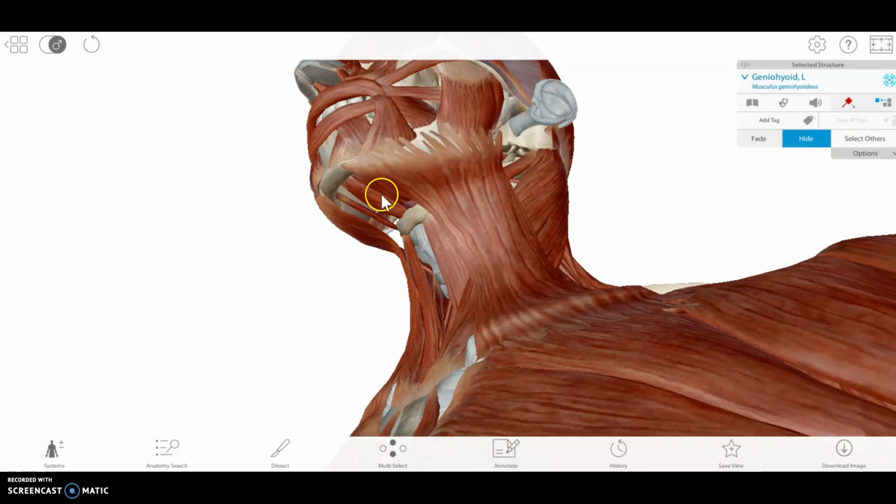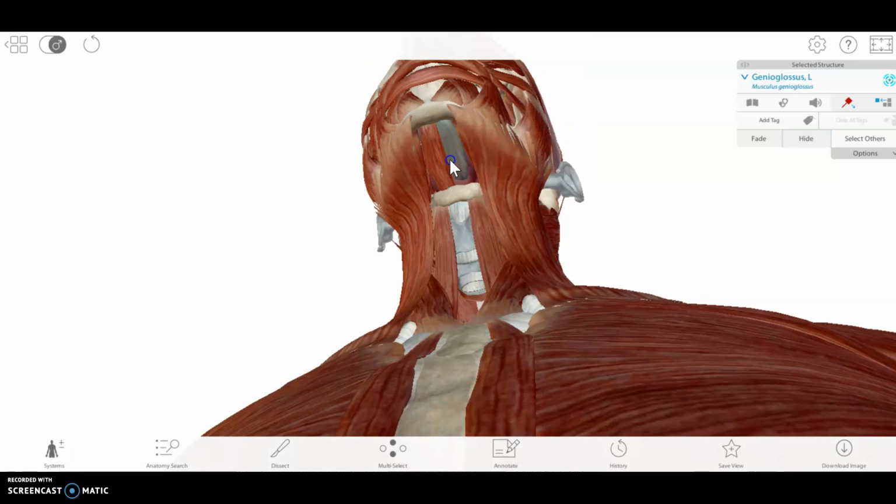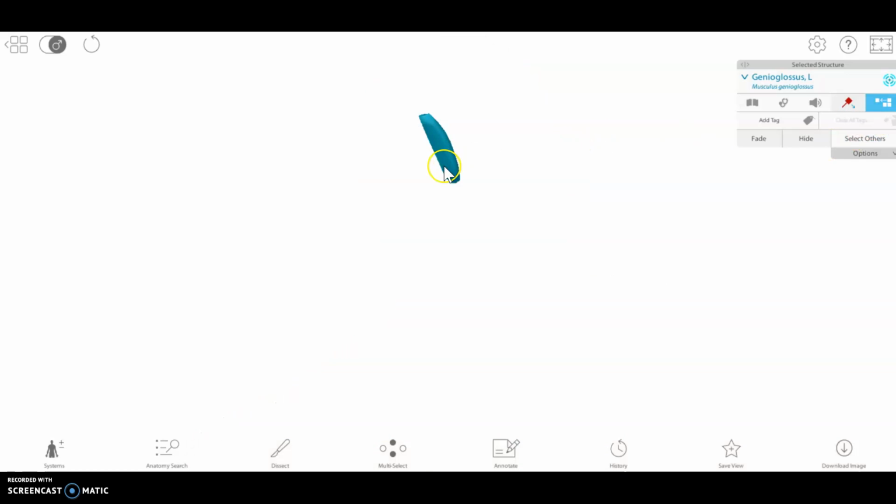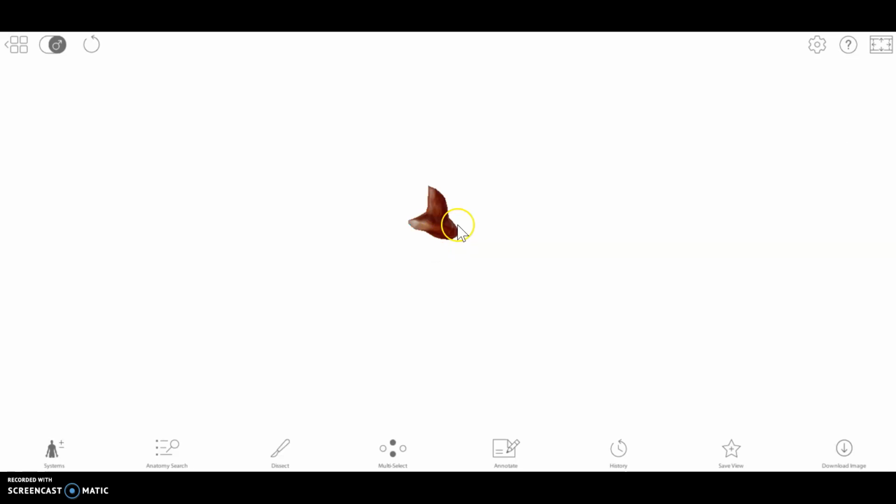I don't really think that we can, I mean, it's kind of hard to see that muscle. I was going to try to do an isolate mode, but if we isolate it, it'll just, yeah. So there it is. That's what it looks like. Sorry, we'll go back.